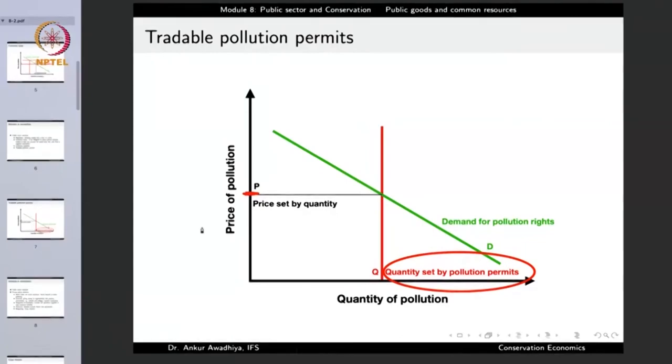Now, these pollution permits can be sold, say, through an auction. When these 10 pollution permits are sold through an auction, those people who have the highest demand for these pollution rights, who place a very high value on them, will be buying these pollution permits at a higher price. And those people who do not put a very large value, or who do not want to shell out that much money, will not get the pollution permits.